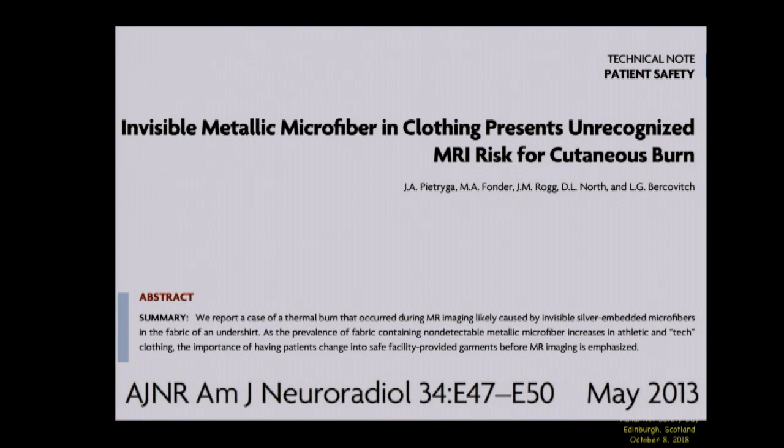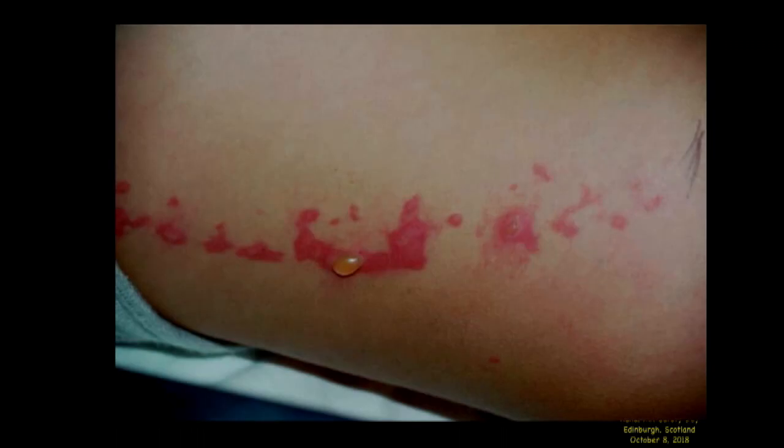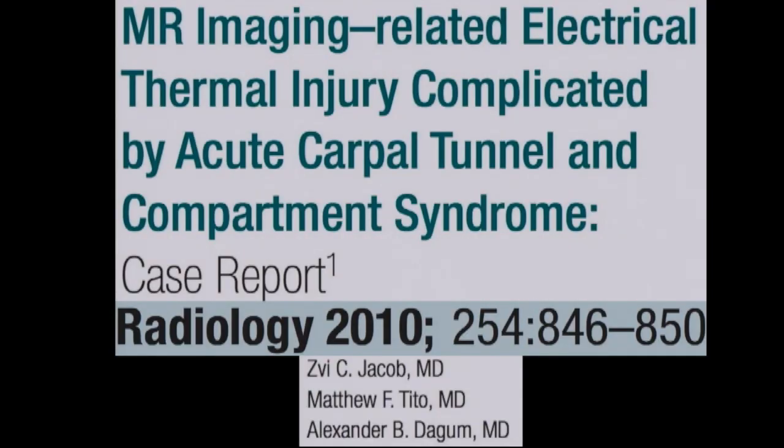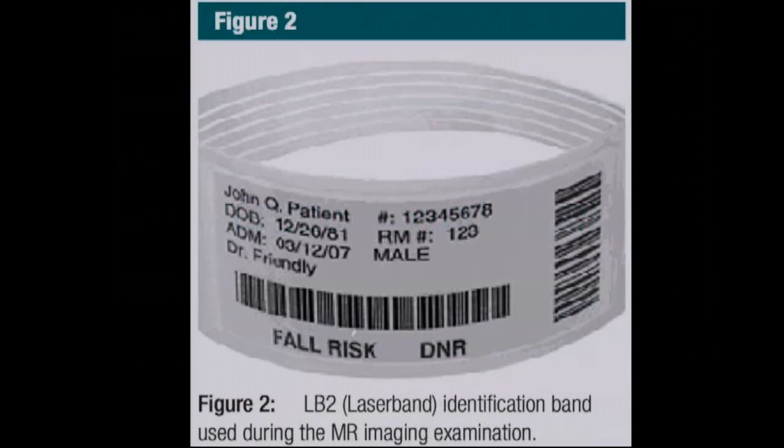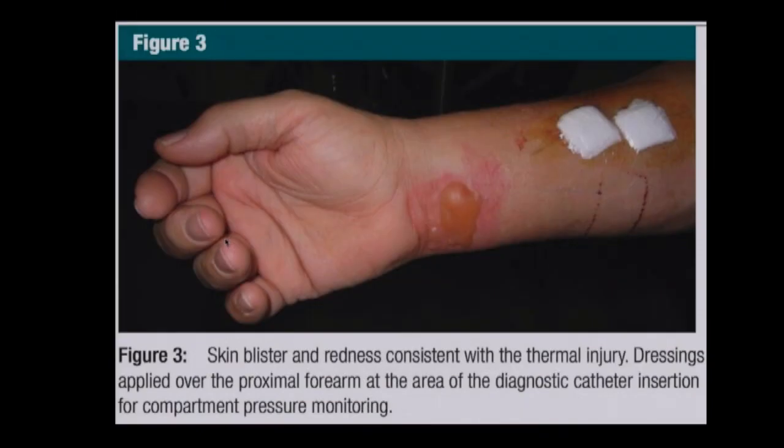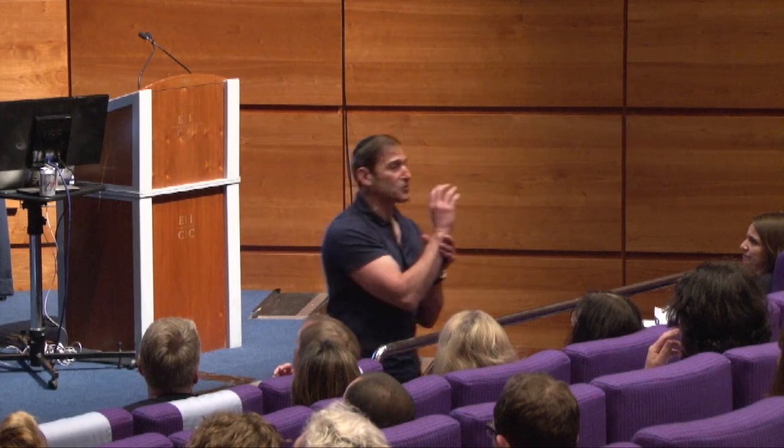Clothing that's electrically conductive is now in use everywhere, especially sports clothing. This is an article published showing an electrically conductive undershirt that this person wore and got second-degree burns. In this example from carpal tunnel, ironically, the patient's ID band was electrically conductive, resulting in a second-degree burn.